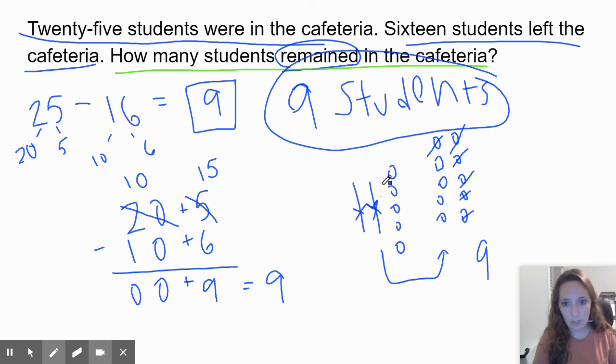25: 10, 20, 21, 22, 23, 24, 25. Okay, and I'm going to take away 16. See, I didn't have enough ones to take away, so I regrouped this 10, X'd it out, took it to the bank. The bank gave me 10 ones. 1, 2, 3, 4, 5, 6, 7, 8, 9, 10. Great. Now I have to take away 6 ones. 1, 2, 3, 4, 5, 6. Yep, I did that. Now I have to take away a 10. Did that. Now let's make sure I counted it right. 1, 2, 3, 4, 5, 6, 7, 8, 9. Did that. We checked our work.